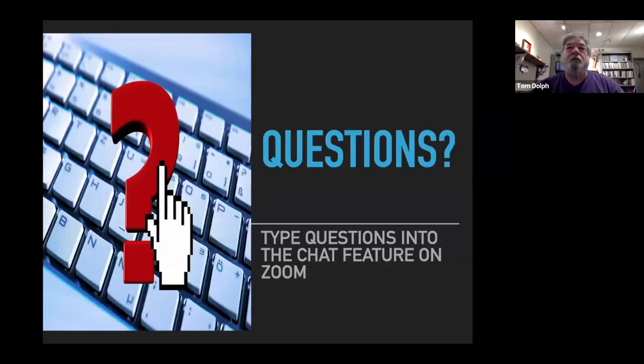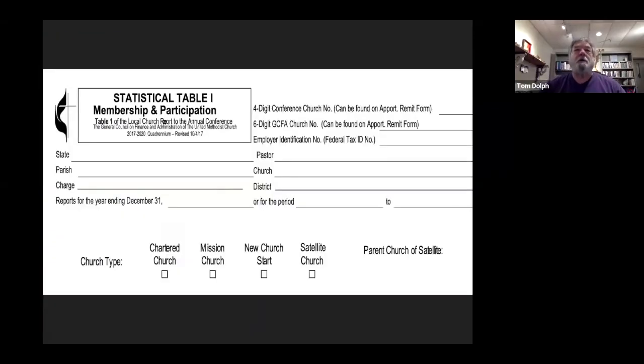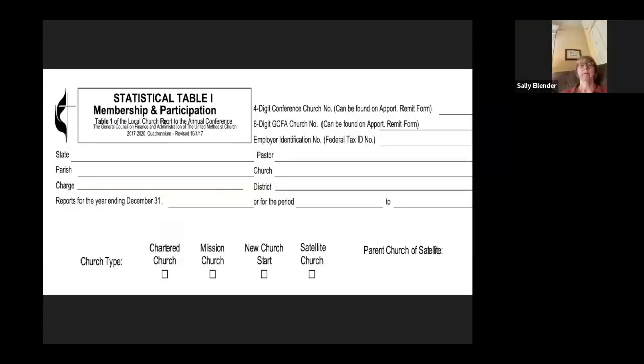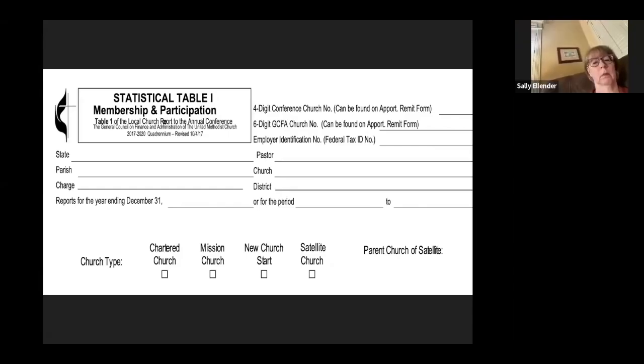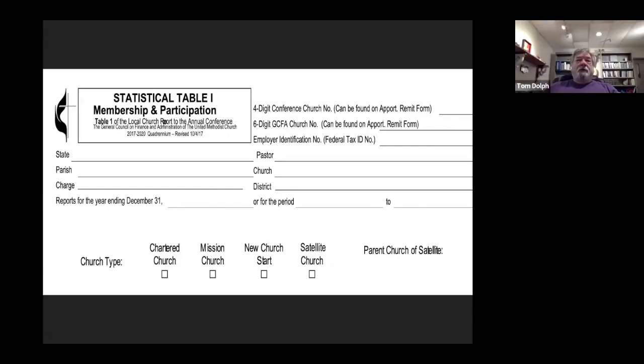So now we're going to move into actually doing table one. Table one is primarily about membership. There are only two financial questions, but table one is all about membership. So this is the top of the table.